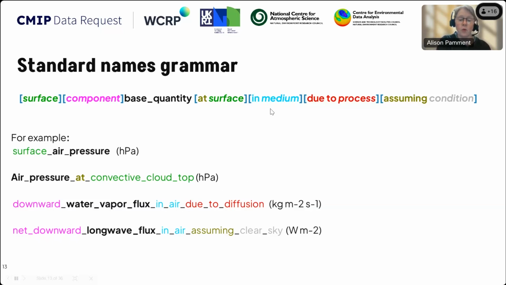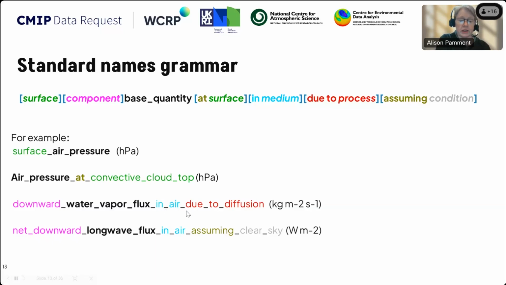Medium means essentially what's the surrounding environment in which this quantity applies. So something like water vapor flux probably only makes sense in air. But if you had something that was, say, a heat flux, that could apply equally in air, in seawater, in soil, for example. So having the medium in there helps again to disambiguate between quantities that could apply in more than one medium.